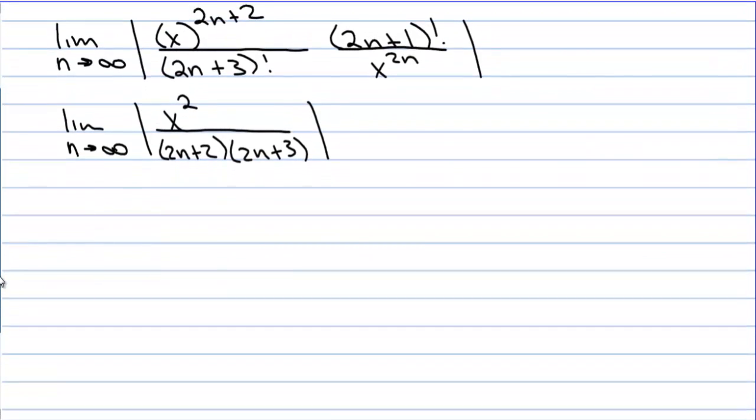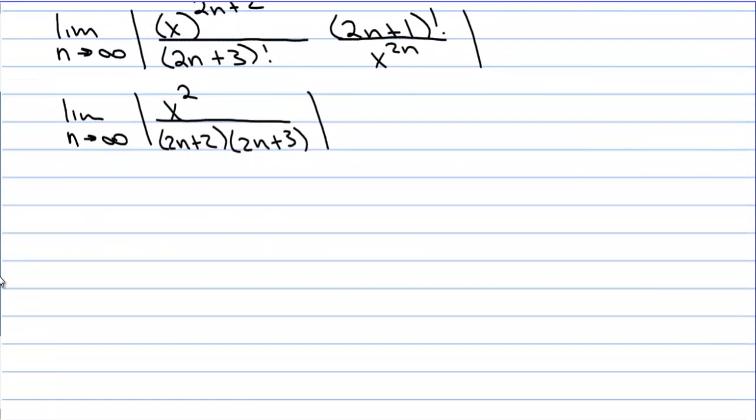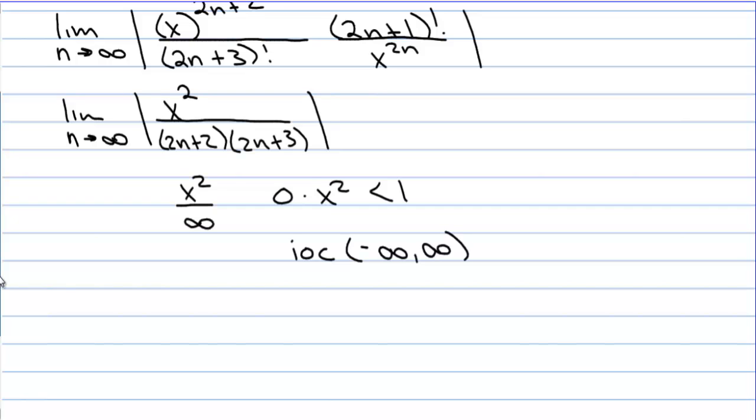Now when we do the limit on n, we get x squared over infinity, which is 0. So this becomes 0 times x squared. And we want to know, when is that less than 1? For what values of x will that be less than 1? All of them. So the interval of convergence is negative infinity to infinity. You take anything times 0, you get 0. That's always less than 1. The radius of convergence is equal to infinity.